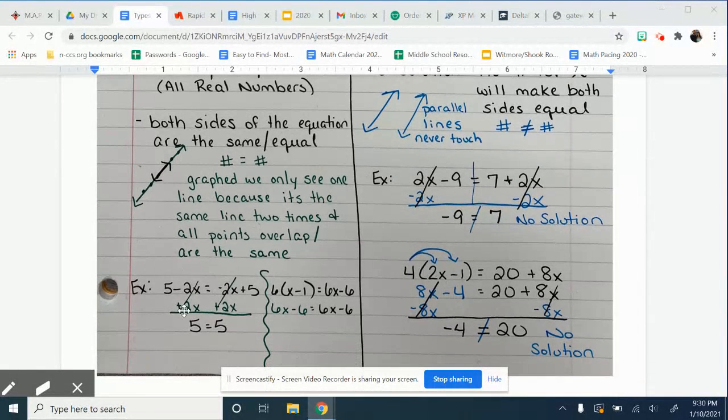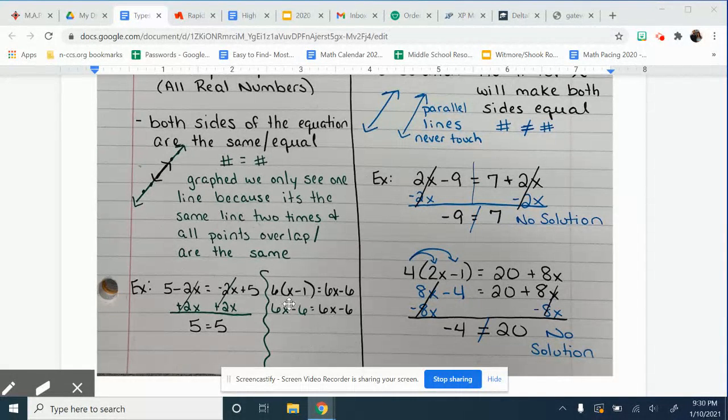So down here at the bottom, I have two examples. I have 5 minus 2x equals negative 2x plus 5. Well, to undo minus 2x, I'm going to add 2x. When I add 2x to both sides, I get 5 equals 5. Well, 5 will always equal 5 no matter what other numbers I put with it.